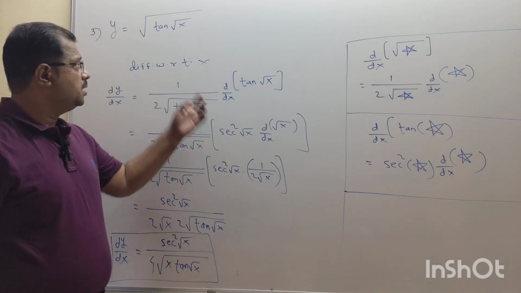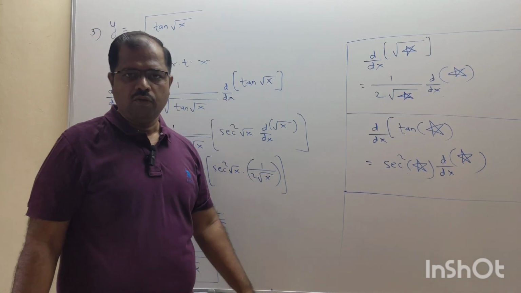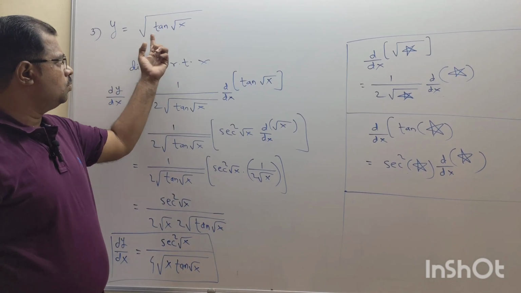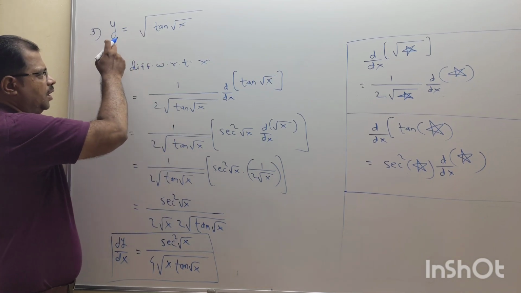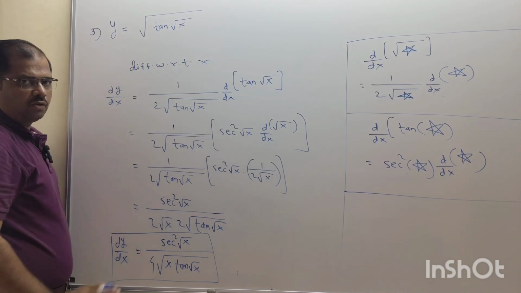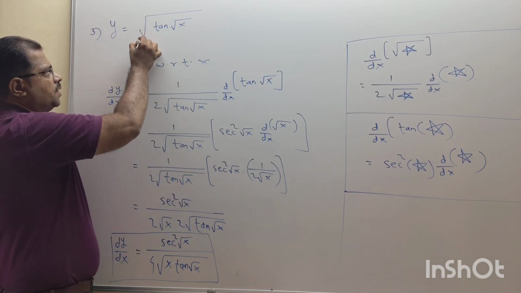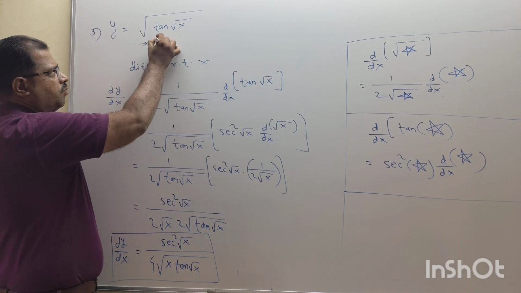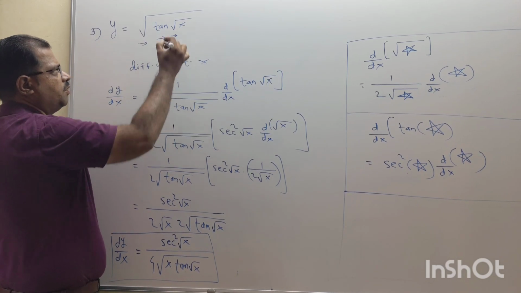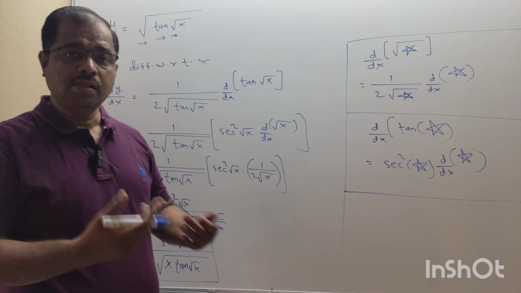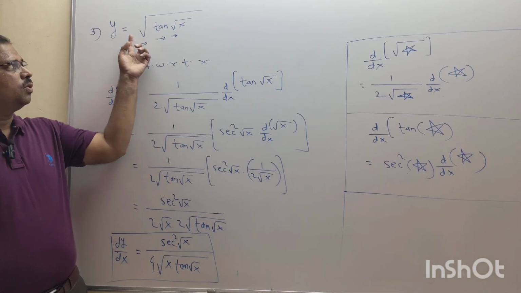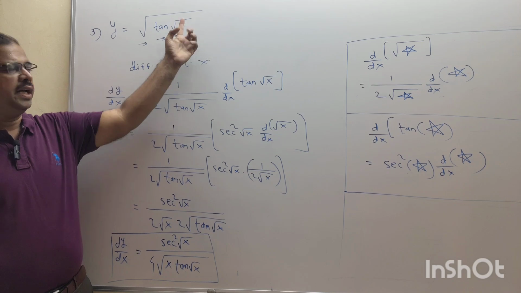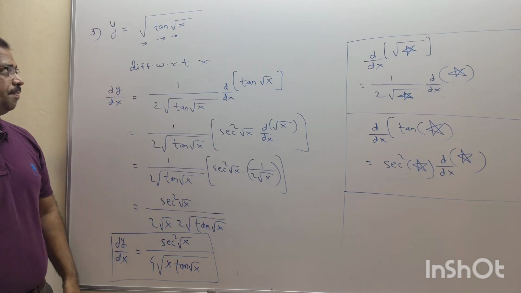Next, y is equal to root of tan of root x. In this problem, differentiate with respect to x, the derivative of y, dy by dx. In this function, root is the outer function, tan is the middle function, and another root inside is the inner function. When we go towards x, root is the outer, tan is the middle, and again root is the inner function.